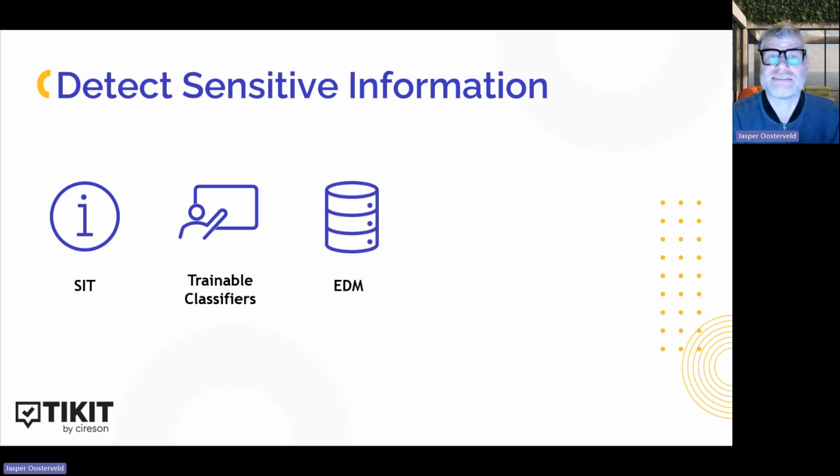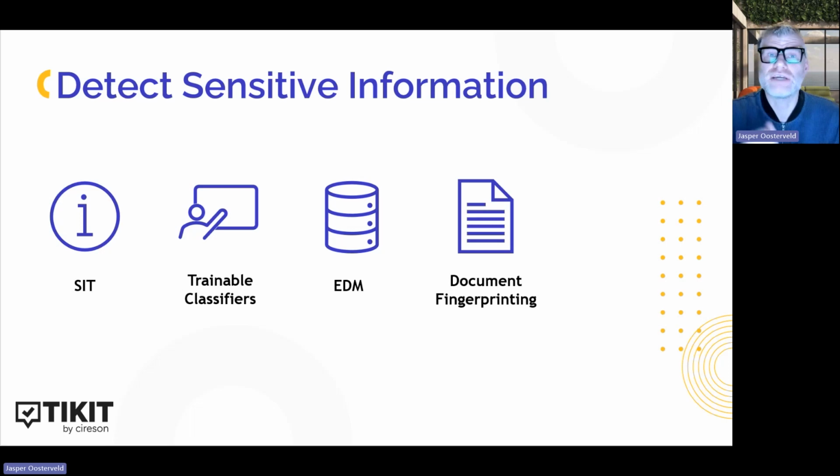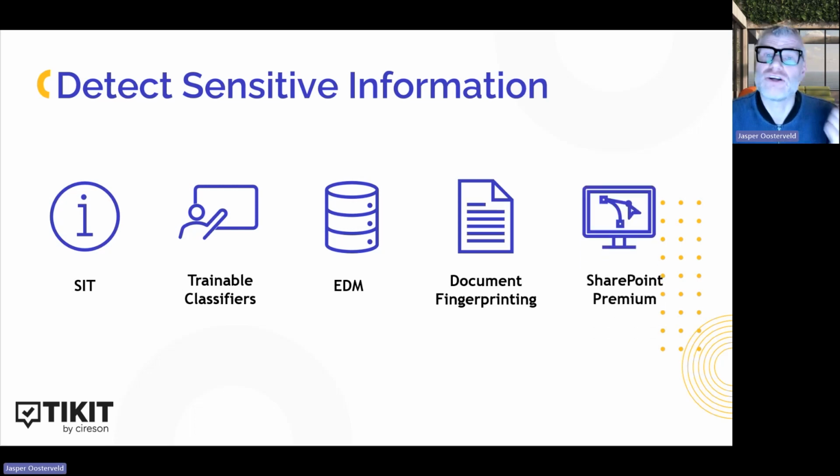You can also use exact data match, and that's used when you want to detect sensitive information that's stored in databases. You can also look at document fingerprinting, and that's used when you use a lot of templates. So imagine your HR department has one template for maybe the onboarding process, and that template contains sensitive information. You can use that to detect it, and then, for example, automatically apply a sensitivity label. And you can also use SharePoint Premium, which used to be called SharePoint Syntex, that also allows you to assign sensitivity labels based on specific sensitive information that's being used.